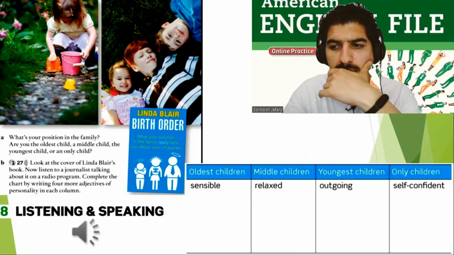Fascinating. And finally, what about only children? Only children usually do very well at school because they have a lot of contact with adults. They get a lot of love and attention from their parents, so they're typically self-confident. They're also independent because they're used to being by themselves. And because they spend a lot of time with adults, they're usually very organized.